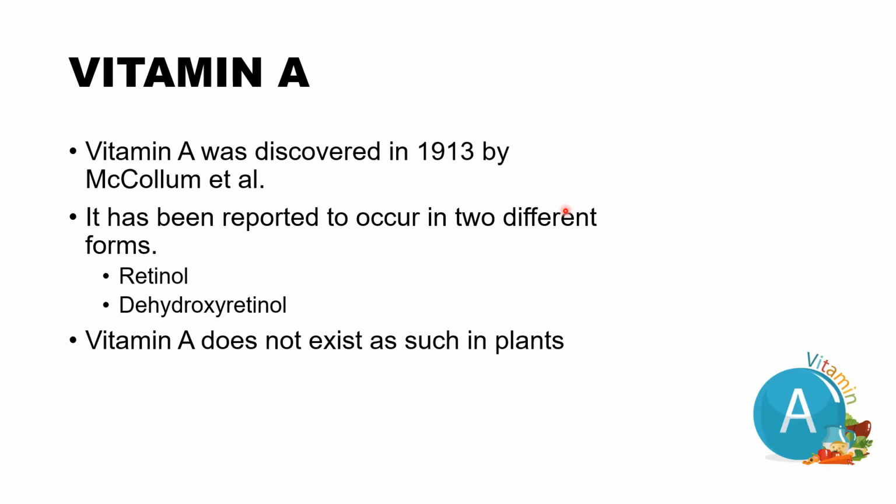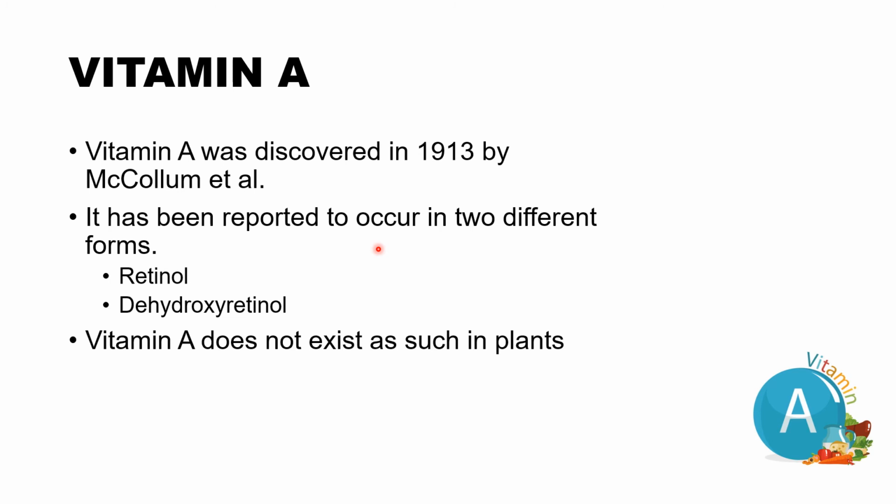So, first, let's go over yung vitamin A na tinatawag. So, yung vitamin A was discovered in 1913 by McCollum and his colleague. So, in vitamin A, there are two different forms. May dalawang form yan ng vitamin A. So, first is yung retinol na tinatawag. At saka yung second is yung dehydroxyretinol na tinatawag.